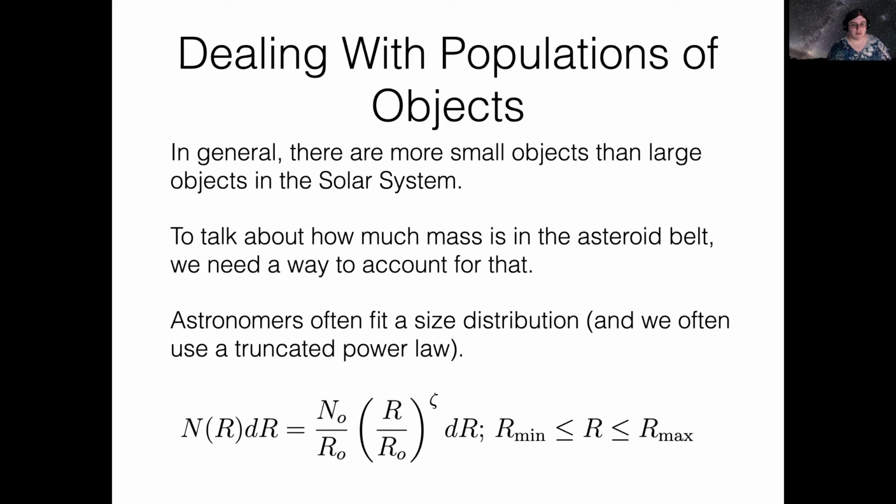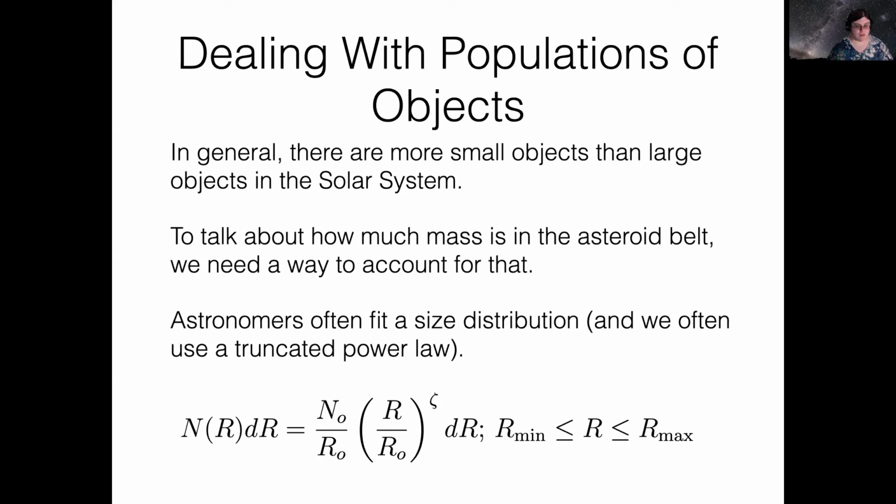So what we can do when we have scads of objects is we can start putting together a distribution of properties like size. So we can fit a function to this. So let's say we want to figure out how many asteroids are in a given size bin from some R min to R max. Now, we're going to expect a lot more closer to R min than R max. That's just the way the solar system works. And what we can eventually do is come up with a function that tells us how many asteroids are in each tiny infinitesimal size bin, dr.